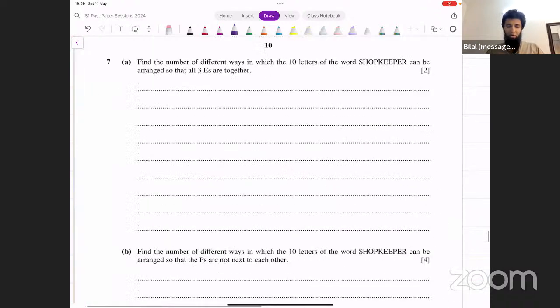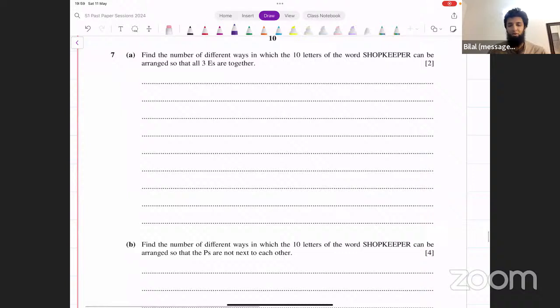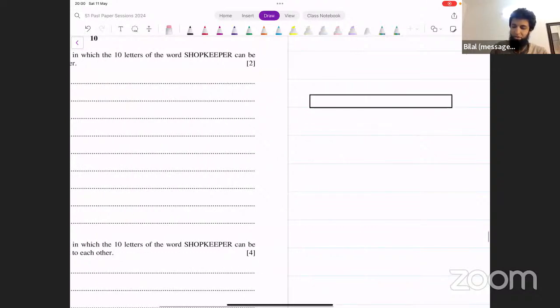Let's move on. Okay, so this is the next question that you're asking about. Find the number of different ways in which the 10 letters of the word shopkeeper can be arranged so that all three E's are together. Okay, so what we want is that all three E's are together. How many letters do we have in total? 10 letters in total.